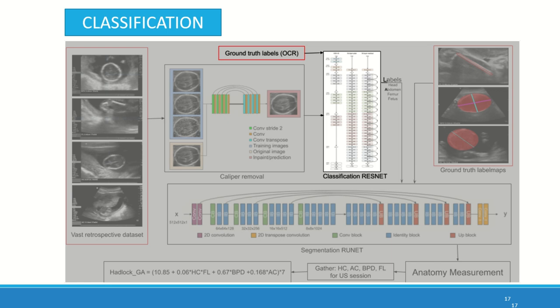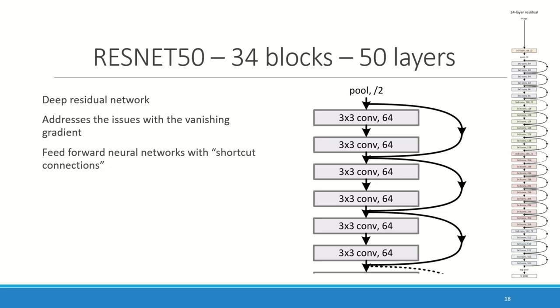Now let's talk about our classification. We train a residual network with 50 layers. So it's a deep residual network. This type of network addresses issues with the vanishing gradient by adding these shortcut connections, feed-forward shortcut connections. And this is one block of our residual network that is composed of convolutional operations.